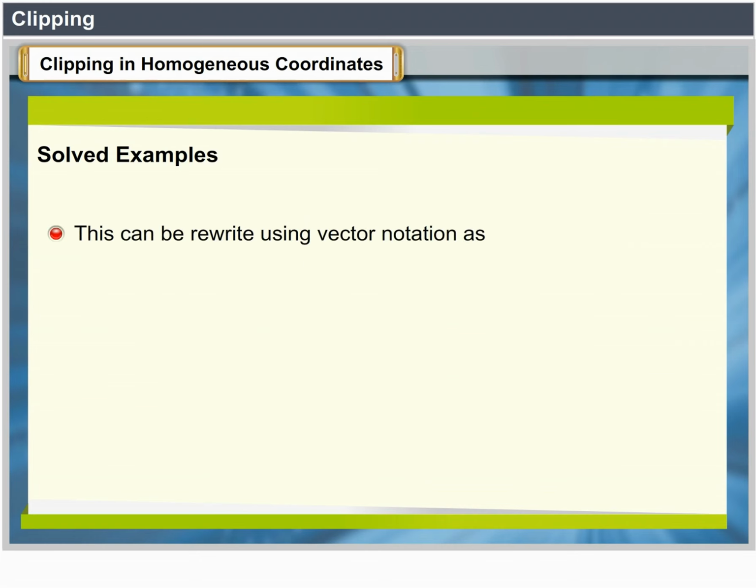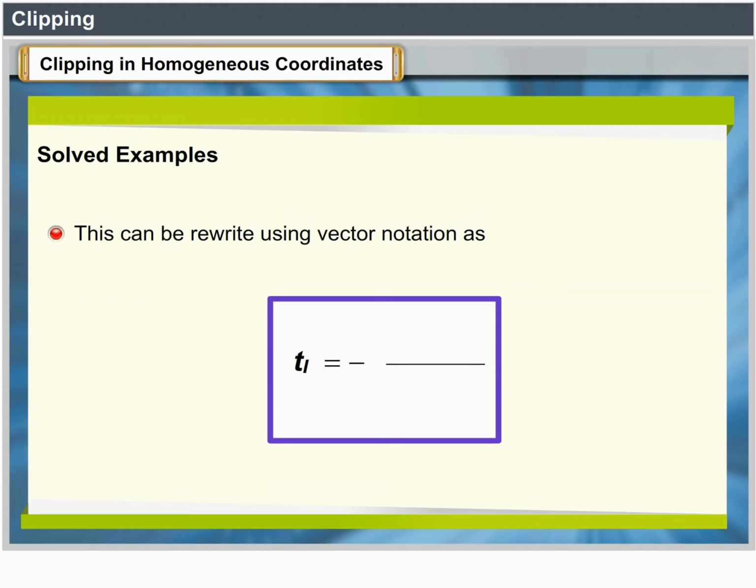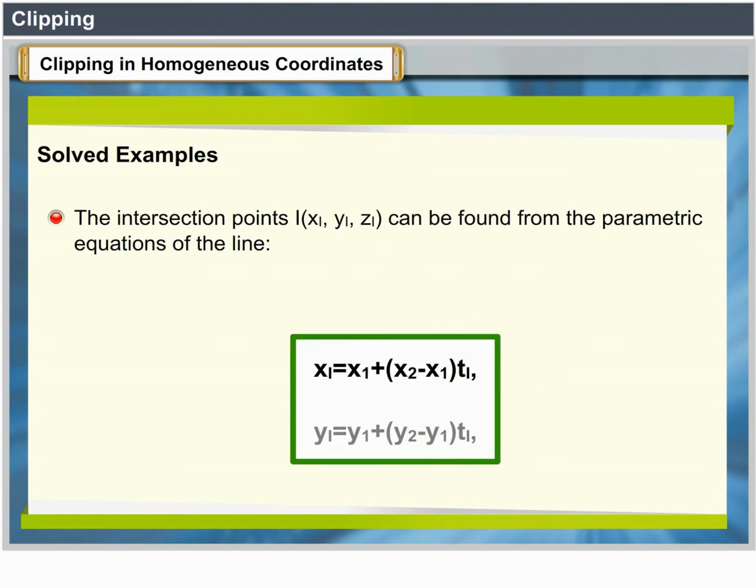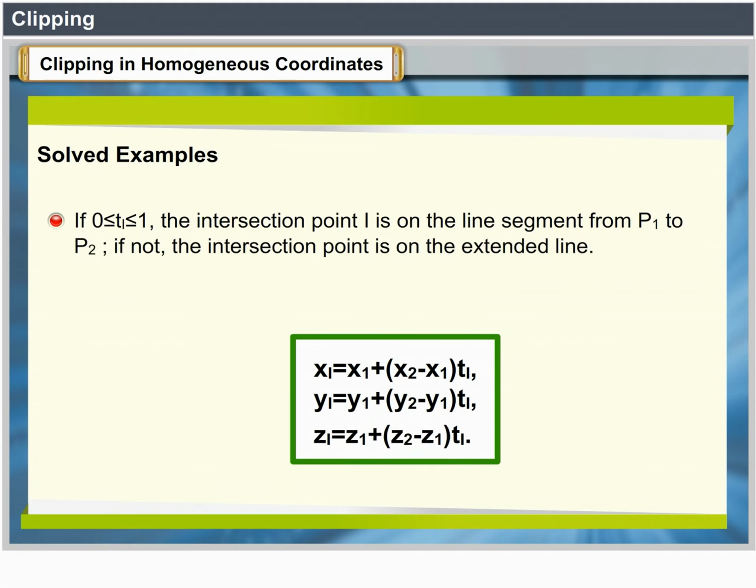We can rewrite this using vector notation as ti equals minus n dot r0 p1 bar over n dot p1 p2 bar. The intersection point I (xi, yi, zi) can be found from the parametric equations of the line as shown. If ti lies between 0 and 1, the intersection point I is on the line segment from p1 to p2. If not, the intersection point is on the extended line.